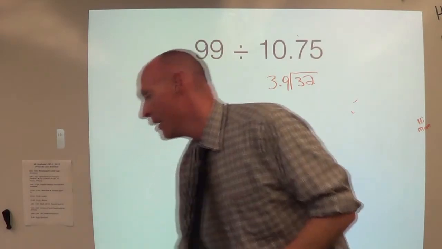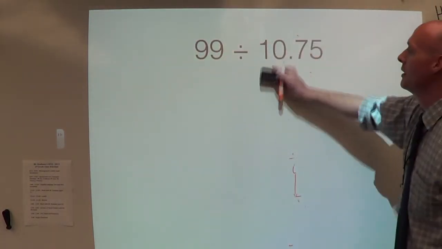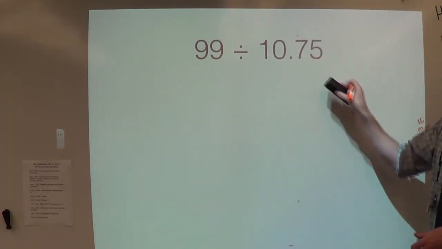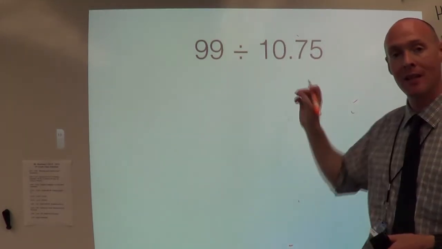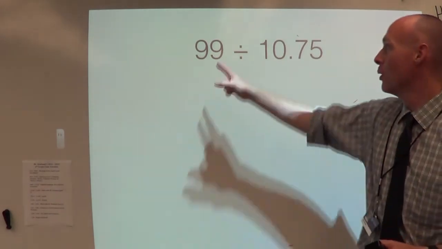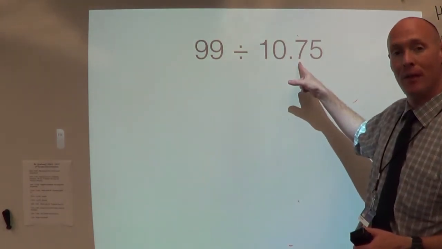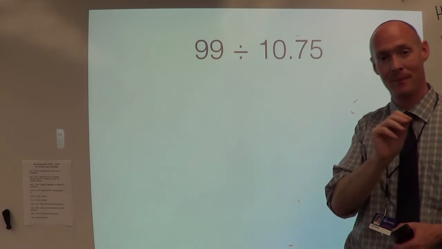Now, I also gave you this one here. 99 divided by 10 and 75/100ths. Think compatible numbers. Here's a hint with this one. Estimate both of them. Round both of them. That'll help you.